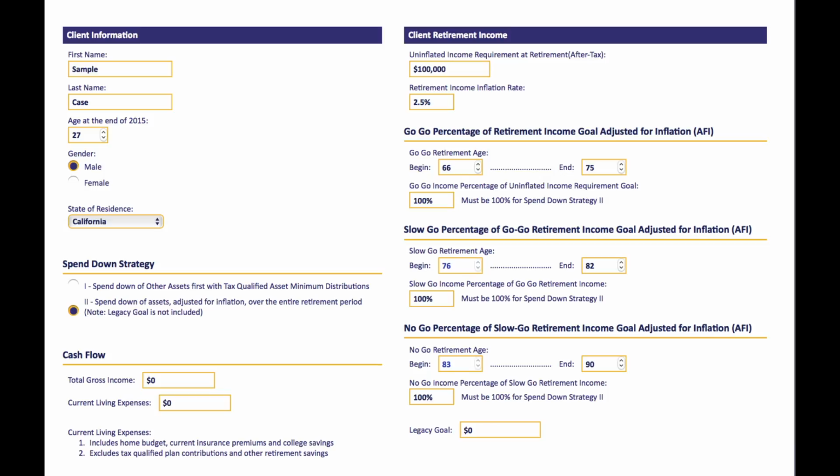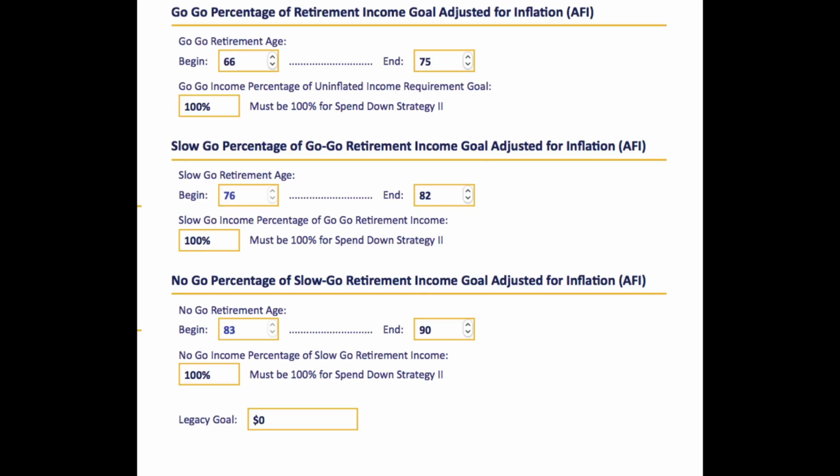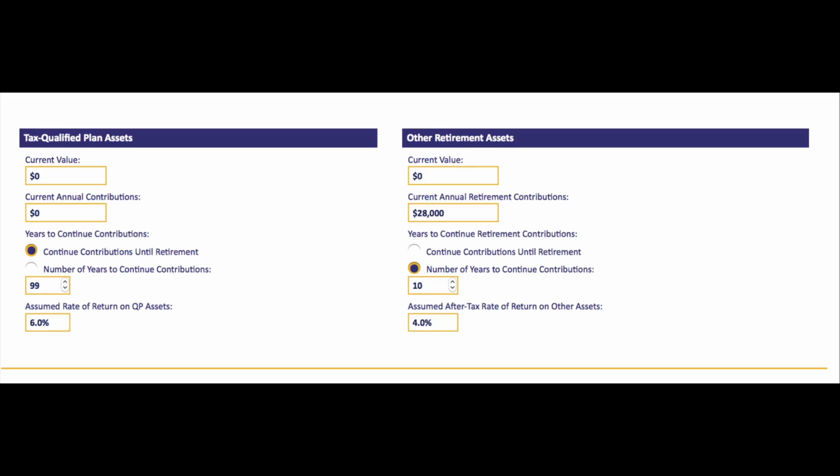Okay, so the only thing we care about now, the income stream was going to begin when? It's going to begin at 56, for 20 years. Okay, so 90, that's fine. So we go to other retirement assets. How much is he going to put in? He's going to put 28 in a year for 10 years. $28,000 a year. Your current value's got to be a 0. And we're going to put it in for 10 years. Okay, let's grow it. Save and continue, generate results.